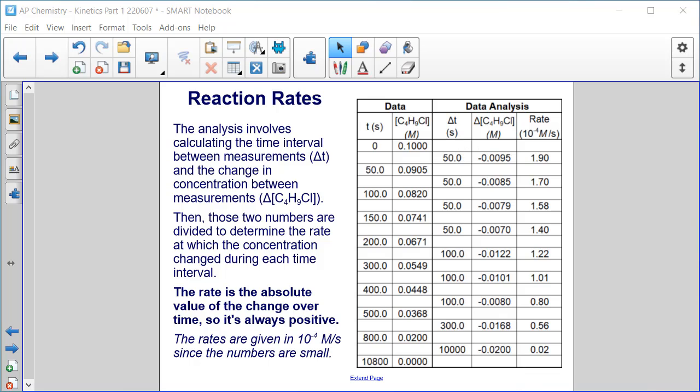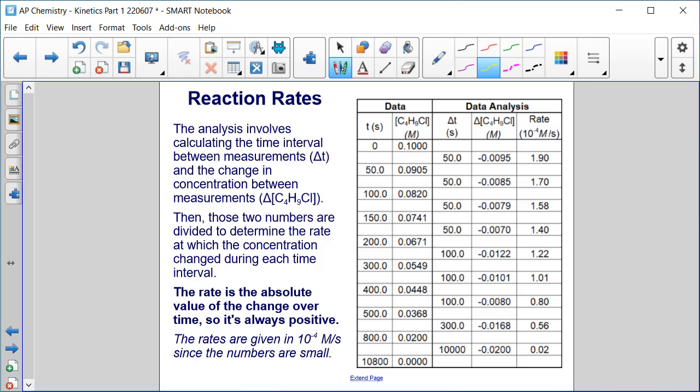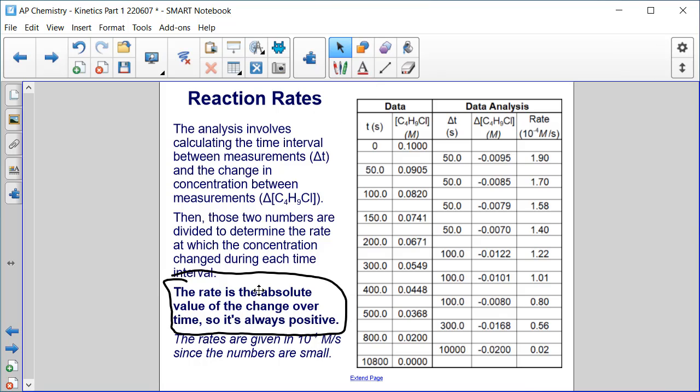The rate, this is important because I have this negative here, which would make all of these rates negative. But the rate is the absolute value of the change in concentration over time. So it's always positive. The rates here are all given times 10 to the minus 4 molarity per second, just so the data is easier to read since the numbers are so small.